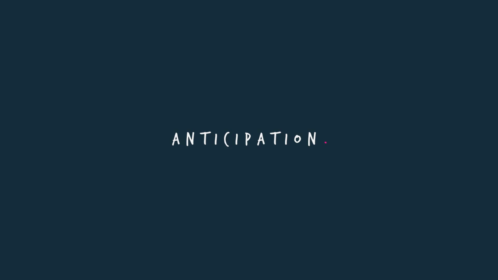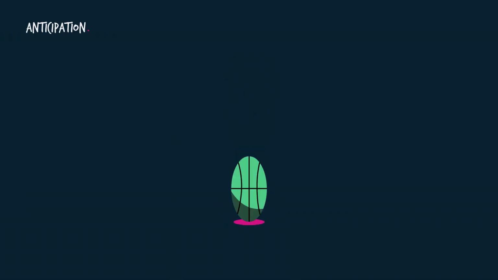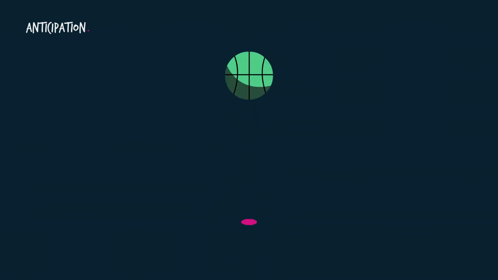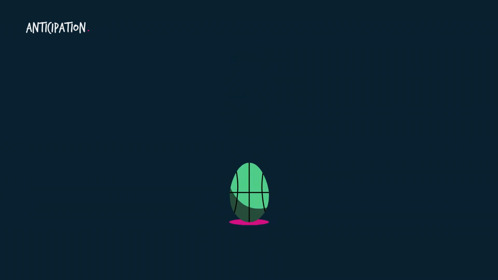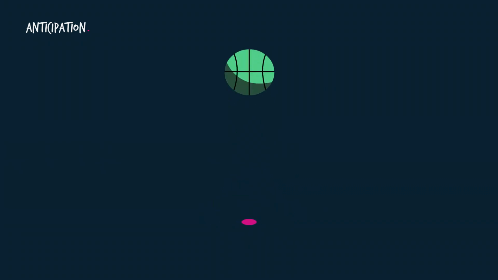Next is anticipation. To make an action feel big and important, you need a pre-action to set your main action. Like in this example, you can see the ball squash down and gather energy before it shoots off into the air. Or you can imagine a baseball player swinging his bat back and gathering energy before he hits the ball.